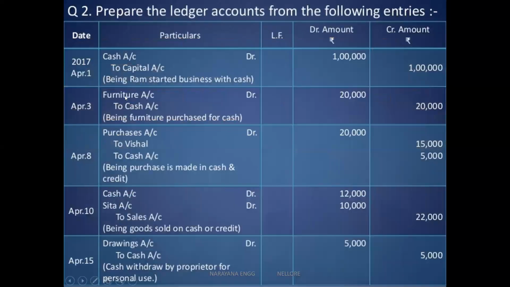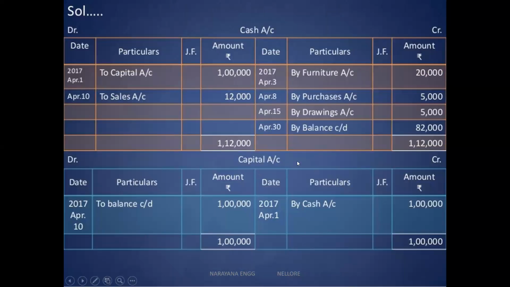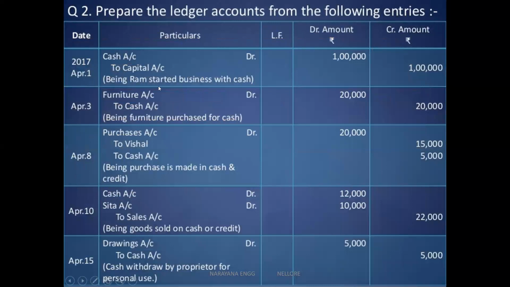And coming to the next one, you can see the capital account. The second one is the capital account, no? The capital account is there only on April 1st. So April 1st, is it on the debit side or credit side? It is on the credit side. So you need to write on the credit side the opposite account.